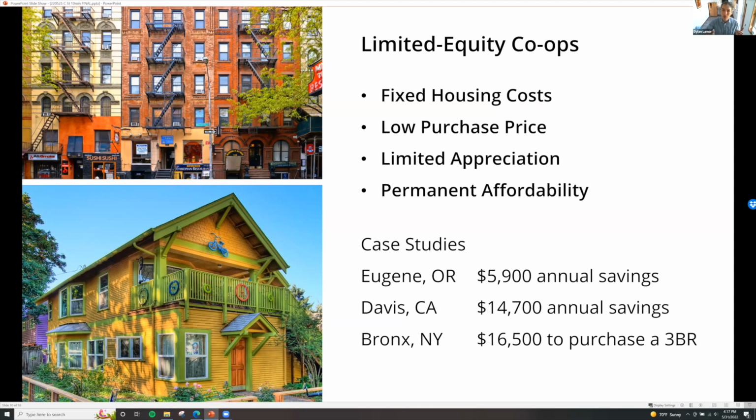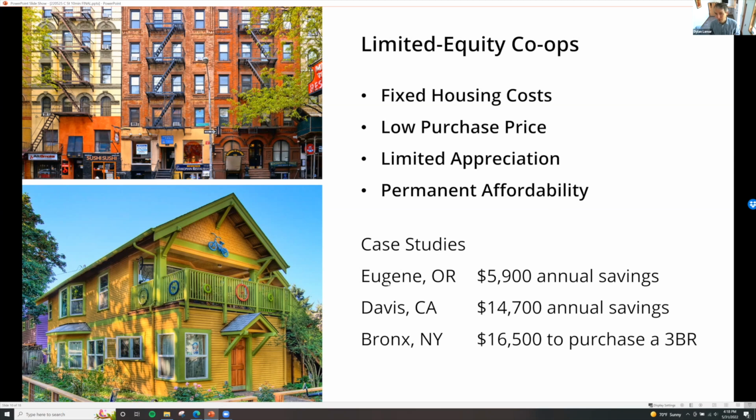You're out of the open rental market. You're into a fixed housing situation. You have a relatively low upfront purchase price. Limited appreciation value is the limited equity piece. The benefit of that is that you've created a permanently affordable unit in the city.